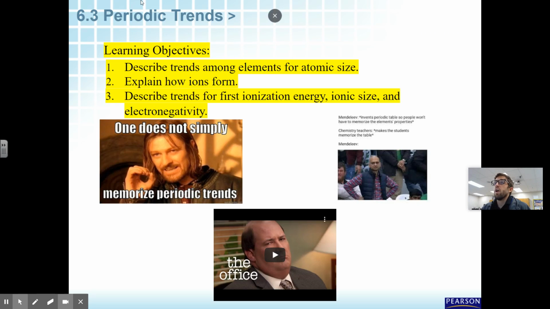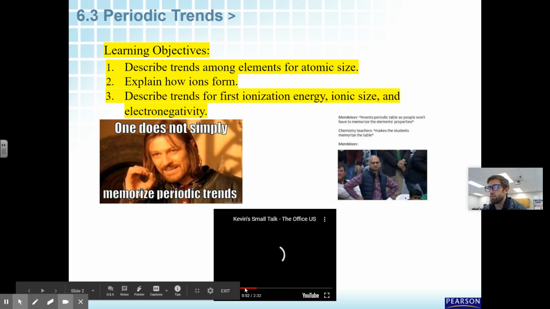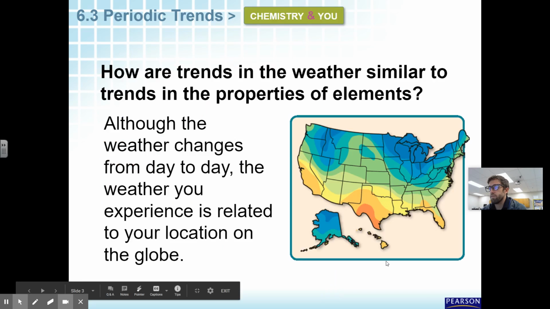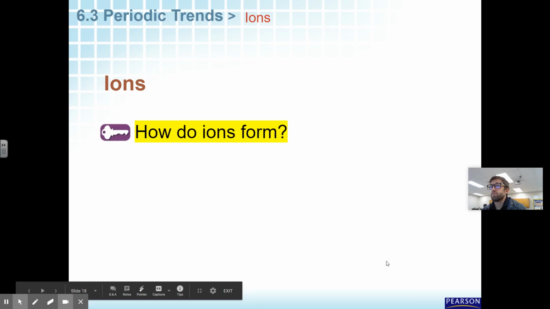So, yesterday we talked about describe trends among elements for atomic size, which is the radius, explain how ions form. Today we're going to talk about trends for ionization energy, ionic size, and electronegativity. And we're going to state what those things mean, okay, and how they're important to organizing the periodic table. So I'm going to try to click through this without having this play too much. Okay. All right, so we went through all of this.